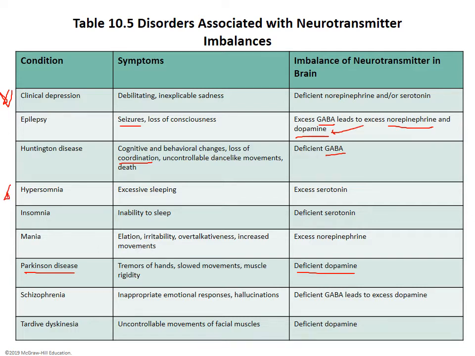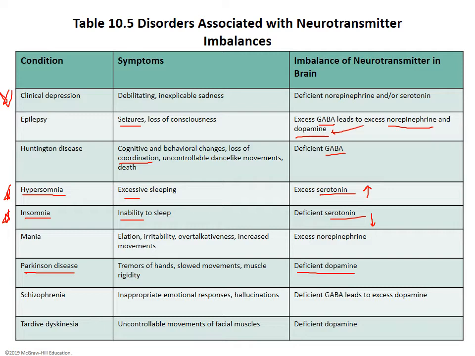The next two I do want you to know, insomnia and hypersomnia. I'm sure most people know of insomnia. Hypersomnia is just the opposite. Excess sleeping is hypersomnia. Inability to sleep is insomnia. Both of them are associated with serotonin. Since serotonin helps you sleep, if I have too much, I'm going to sleep too often. And if I don't have enough, I'm not going to get enough sleep. So those two, hopefully everybody knows.